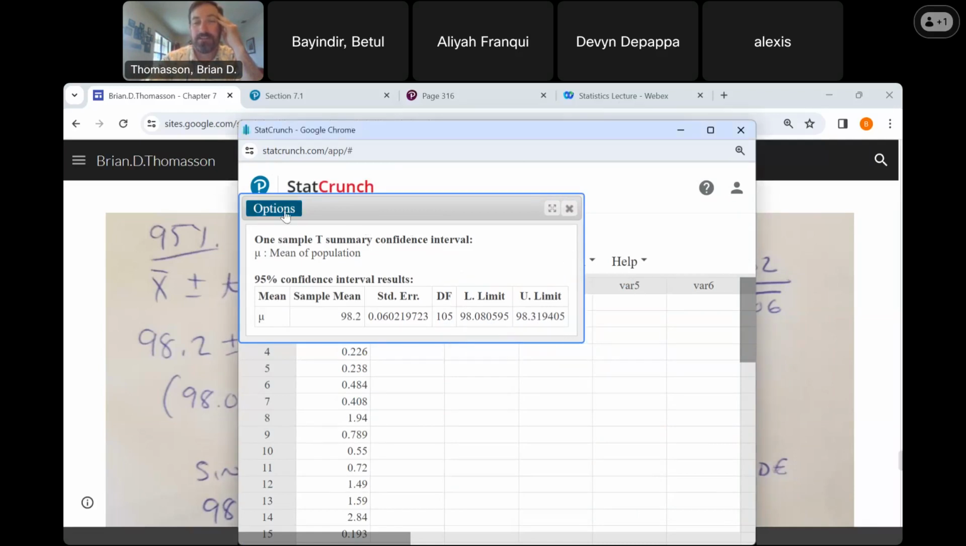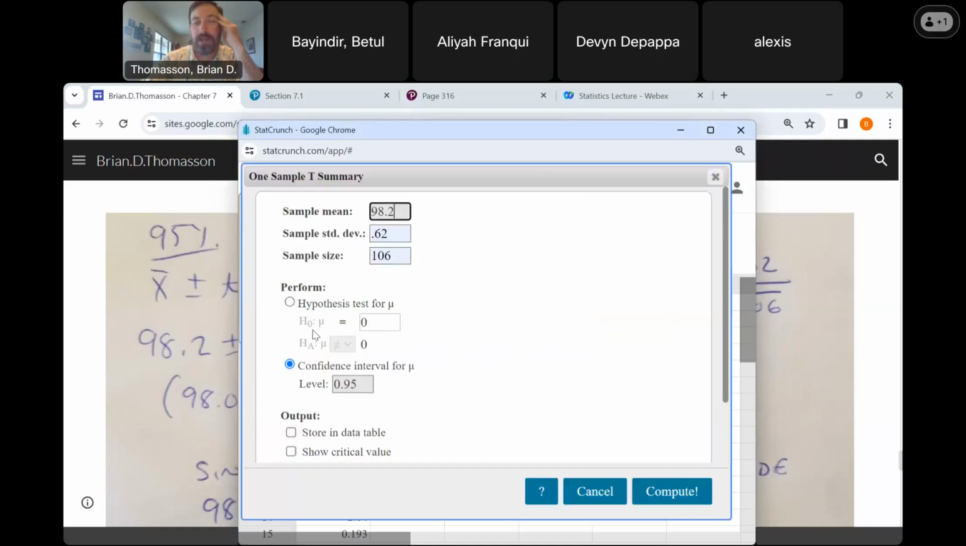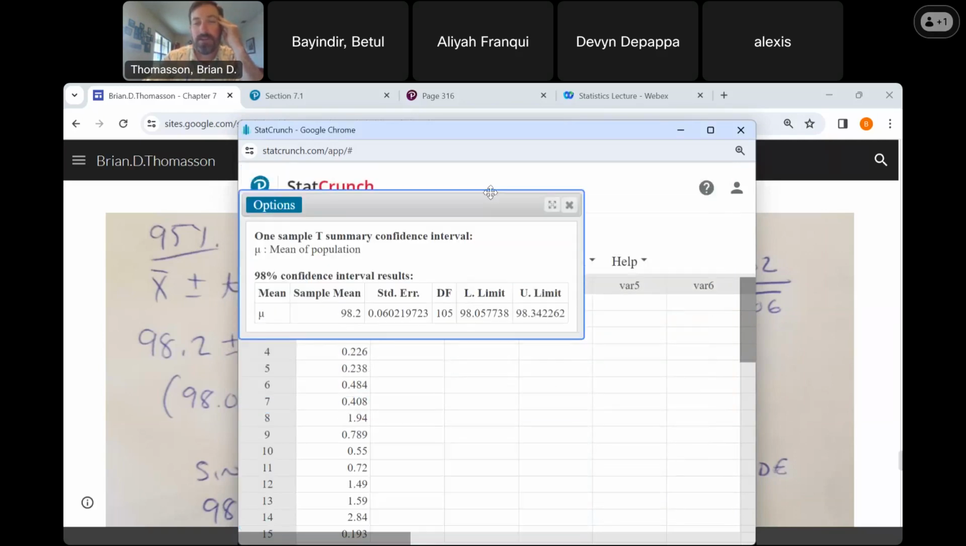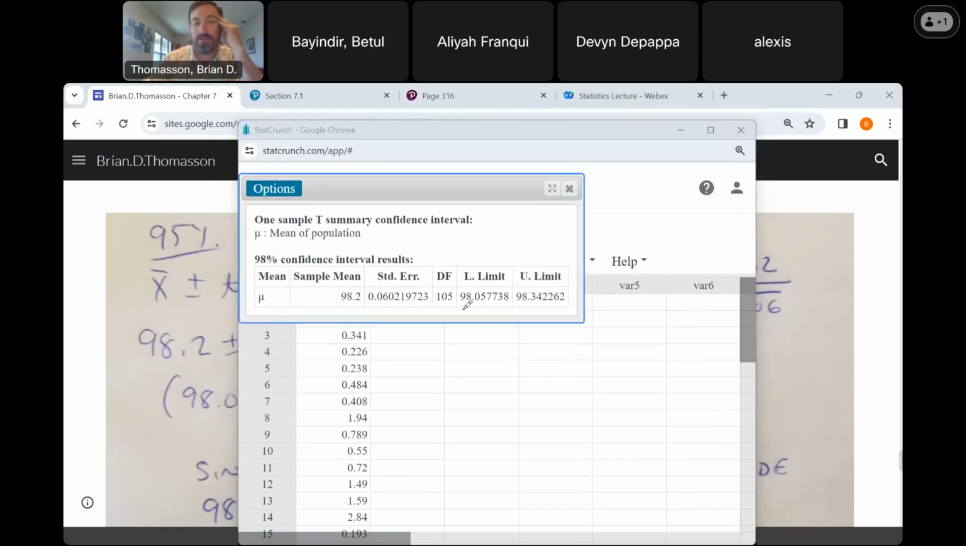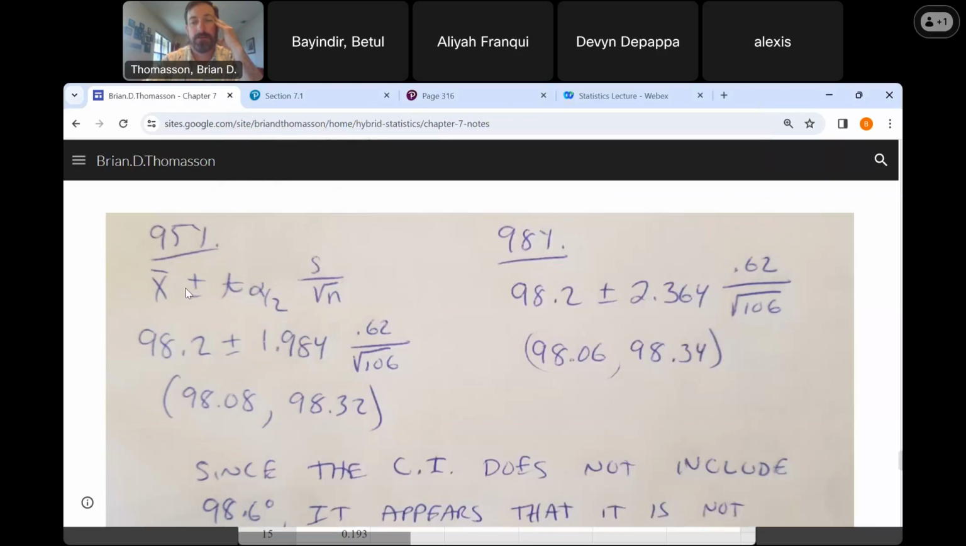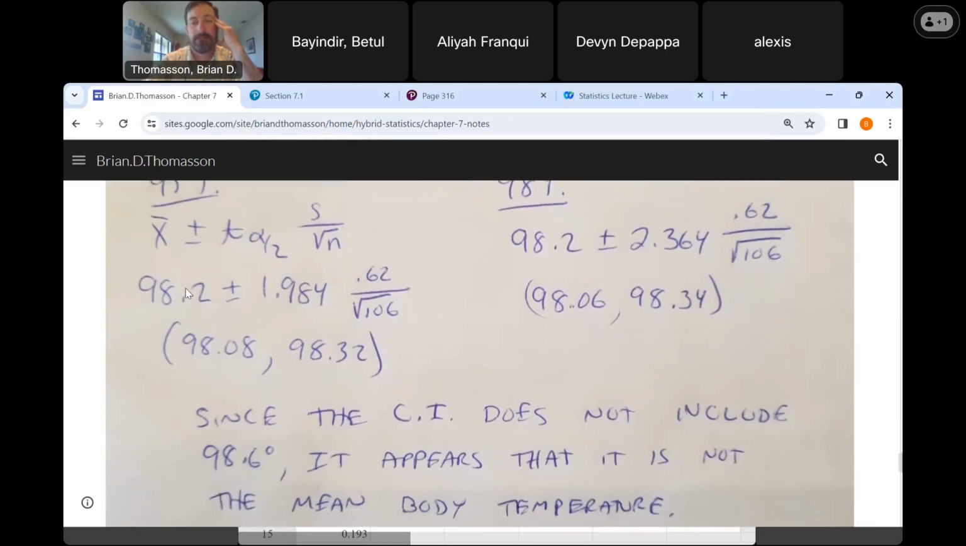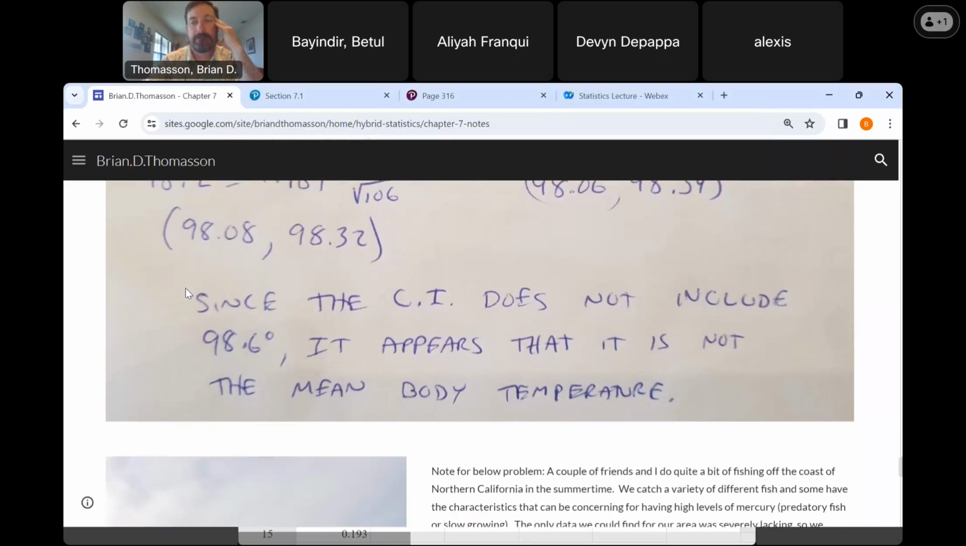Now let's go back, and instead of 95, let's do a 98% just to make sure that we're even more confident that our mom was wrong. And here, the limit goes from 98.05 to 98.34. Again, 98.6 is still not in there, so it's even stronger evidence that our mom was wrong. Again, I wouldn't recommend telling her that, but that's looking that way. All right, questions on either one of those? Okay.